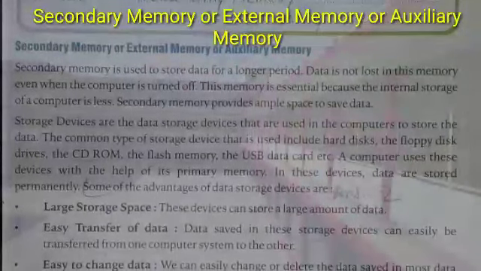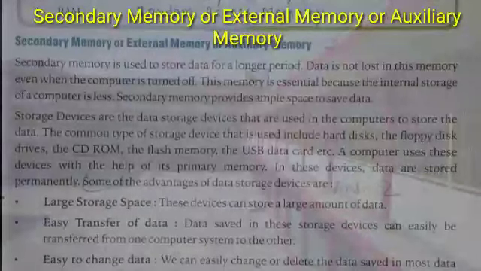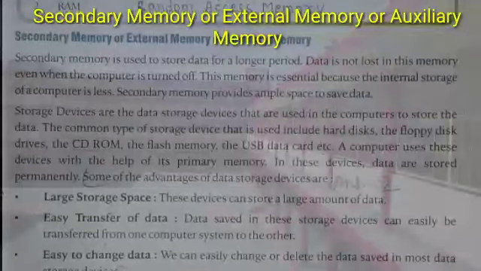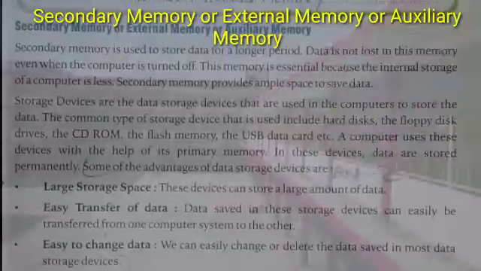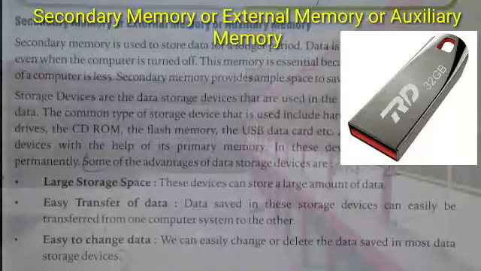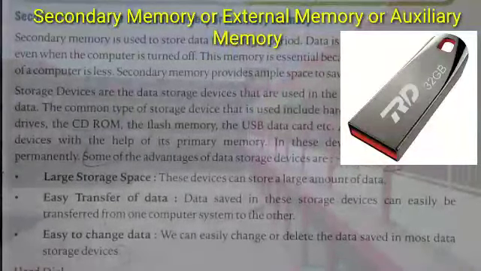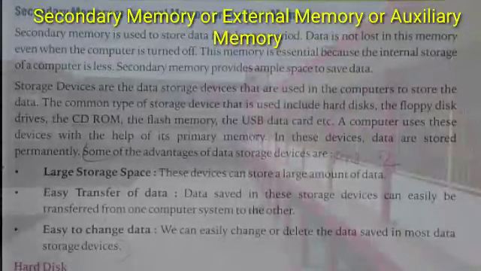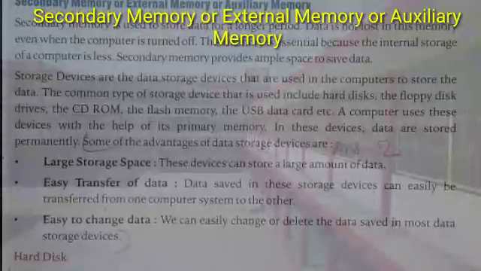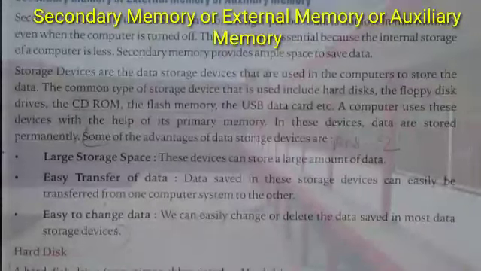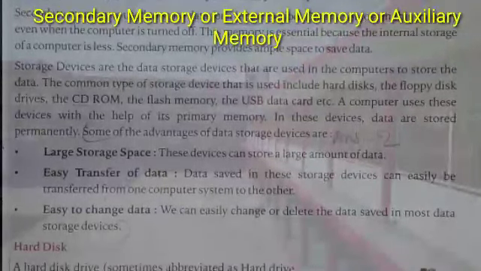The common types of storage devices that are used include the hard disk, the floppy disk drive, the CD-ROM, the flash memory, the USB data card, etc. A computer uses these devices with the help of its primary memory. In these devices, data are stored permanently.